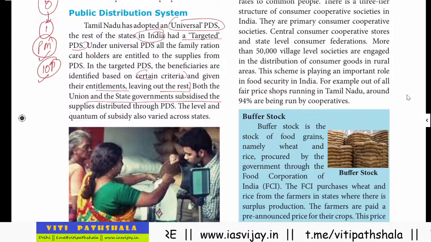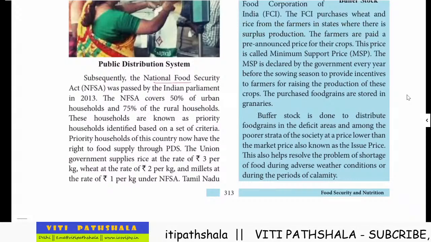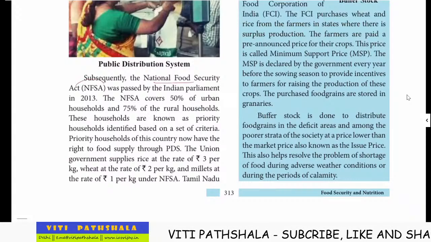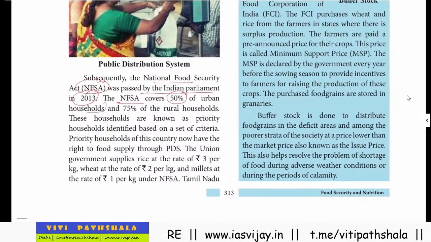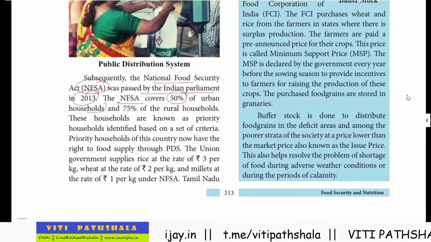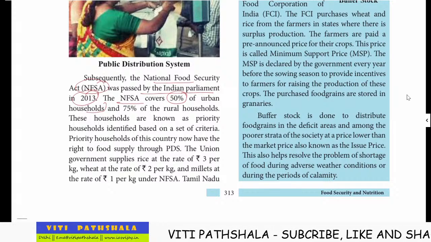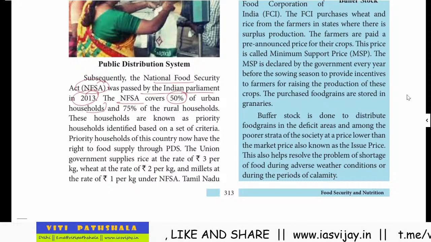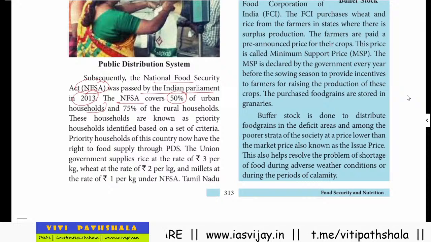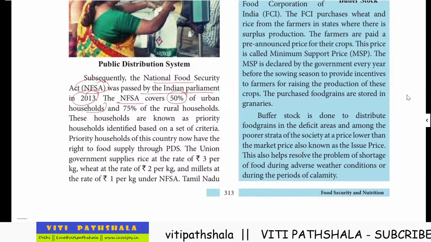Now, subsequently, the National Food Security Act (NFSA) was passed by the Indian Parliament in 2013. NFSA covers 50% of the urban households and 75% of the rural households. Now, the households are known as the priority households, identified based on a set of criteria. Yes, Anchal, this time you have answered it correctly. Now, priority households of the country now have the right to food supply through the PDS.